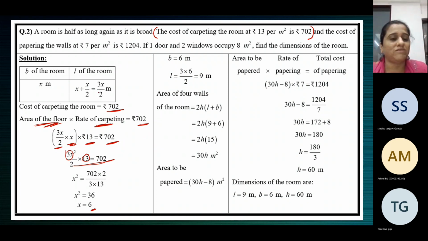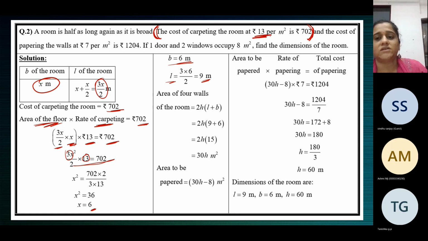So you got x, that means you now can find the length and the breadth of the room. So what is the breadth? Breadth is x, so breadth is 6 meters. And what's the length? 3x by 2. So 3 into 6 by 2, 9 meters. So from this information, the cost of carpeting at rupees 13 per meter square, this is the rate. This is the total cost. So from this, you are able to find the length and the breadth of the room. So we got the length and breadth.